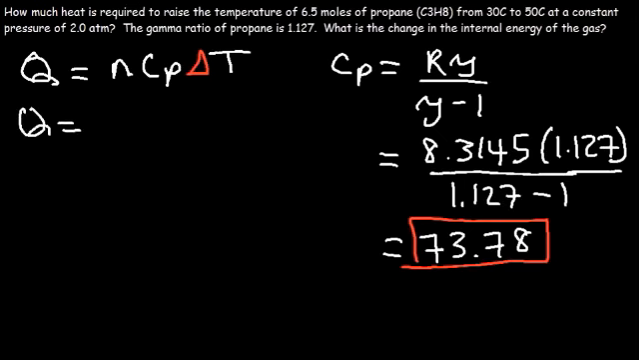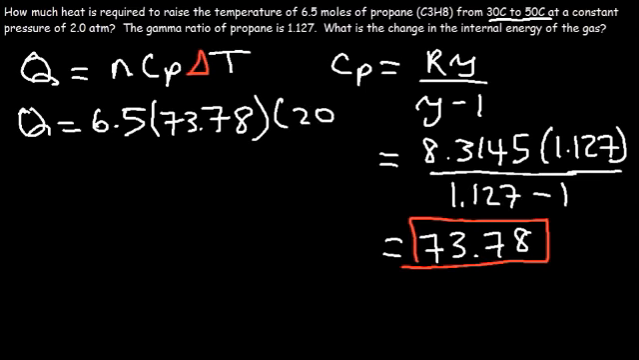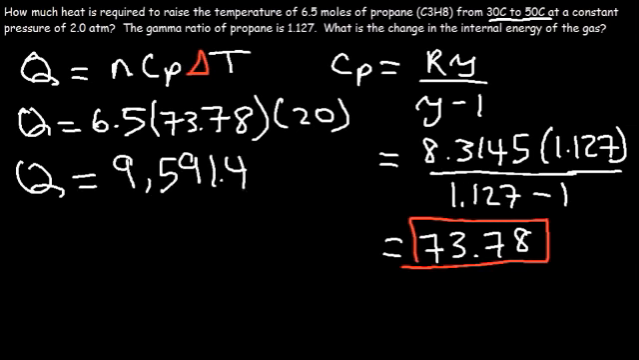So Q is going to be equal to n, the number of moles, which is 6.5, times Cp, which is 73.78, times the change in temperature, final minus initial, 50 minus 30, that's 20. So 73.78 times 6.5 times 20 is equal to 9,591.4 joules. So that's the answer to the first part of the problem.